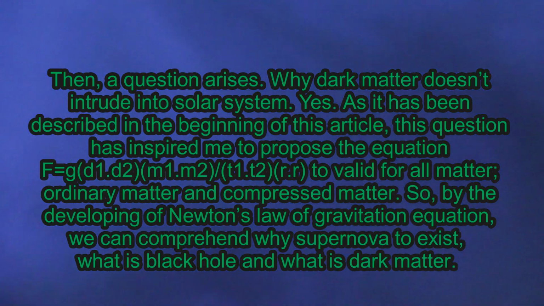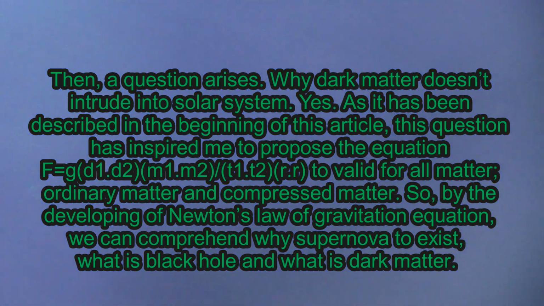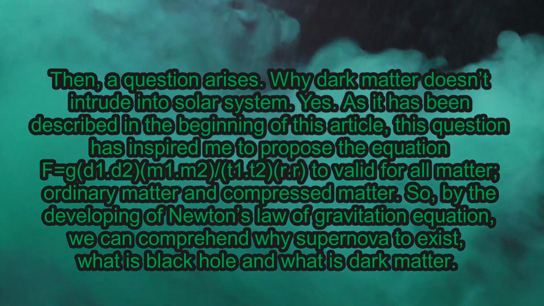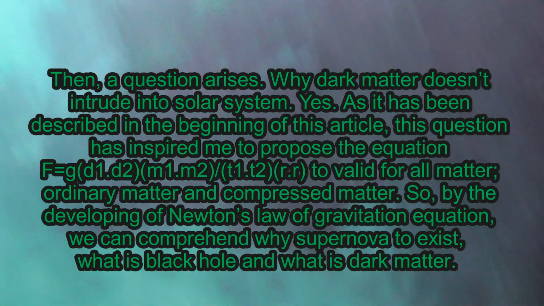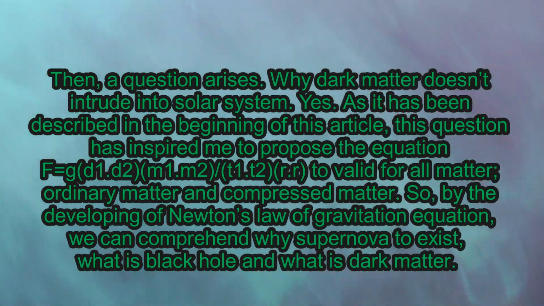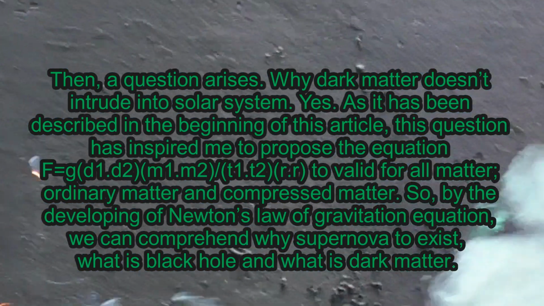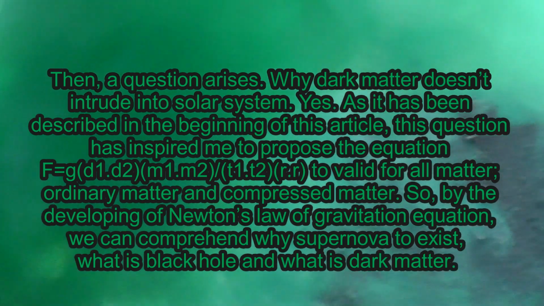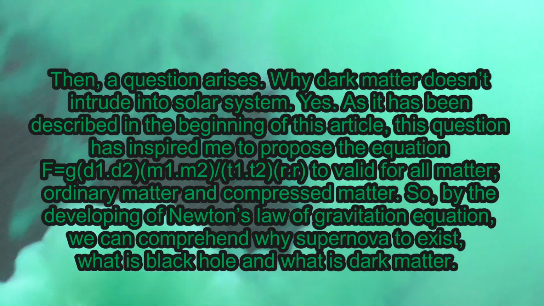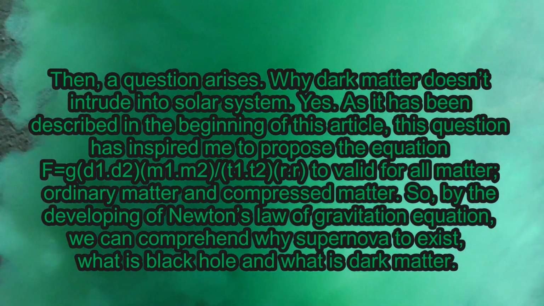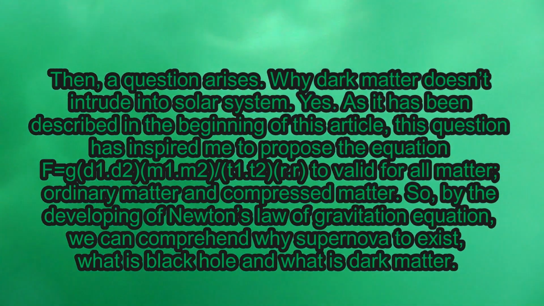Then a question arises: why doesn't dark matter intrude into the solar system? Yes, as described in the beginning of this article, this question inspired me to propose the equation F equals G times D1 times D2 times M1 times M2 divided by T1 times T2 times R squared to be valid for all matter, ordinary matter and compressed matter. So, by developing Newton's law of gravitation equation, we can comprehend why supernovas exist, what a black hole is, and what dark matter is.